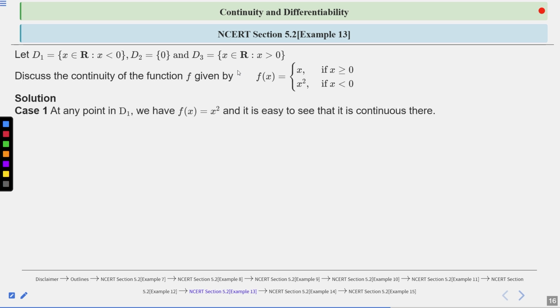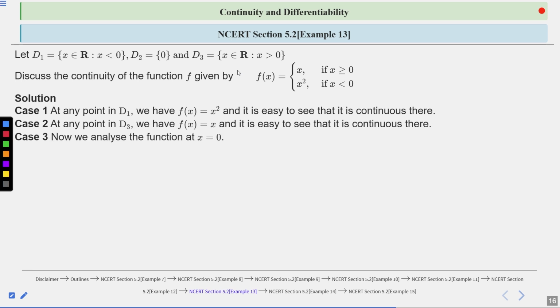So let us see the solution part. Case 1: at any point in D1 we have f(x) equal to x square, and it is easy to see that it is continuous there, right? Case 2: at any point in D3 we have f(x) equal to x, and it is easy to see that it is continuous there also, right?